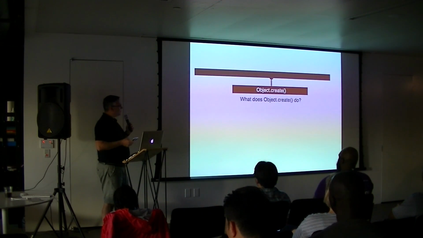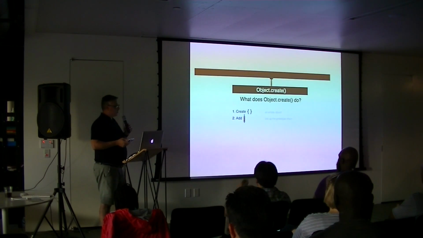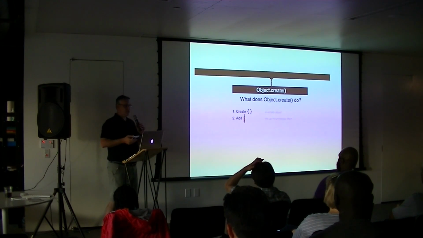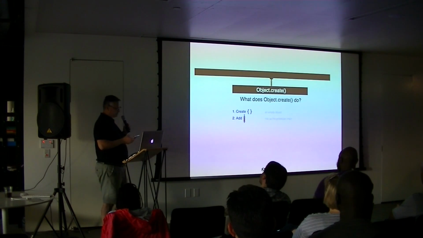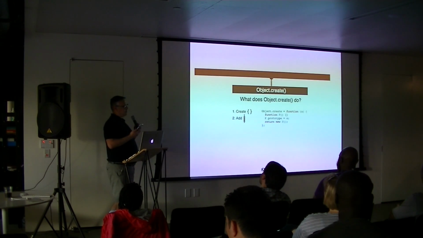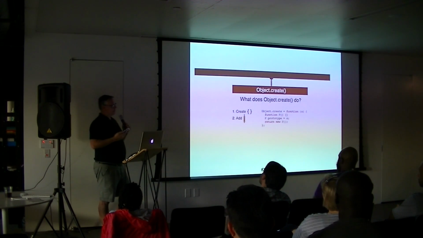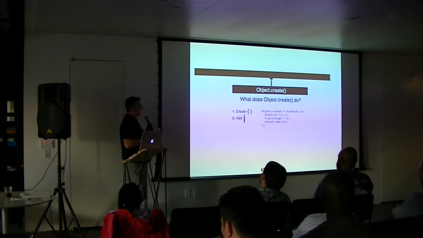So what does object.create do? If that's what new does, it abstracts away the last two pieces. It just does these two things. So it creates an empty object, and it adds the prototype chain. How does it do that? This is, I think, Douglas Crockford's blog, I think in 2006, he wrote about this, and eventually in 2009 this was incorporated into ECMAScript ES5.